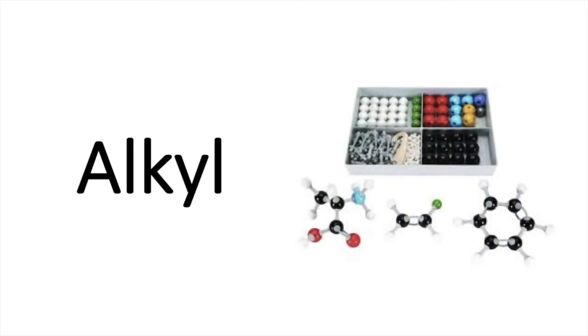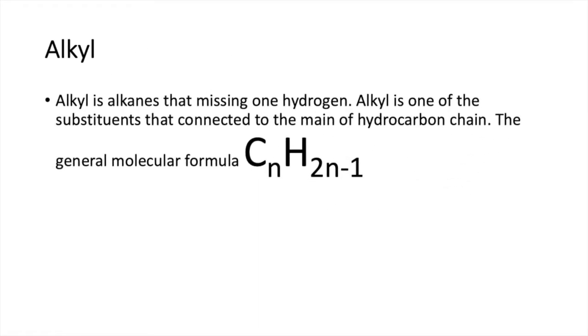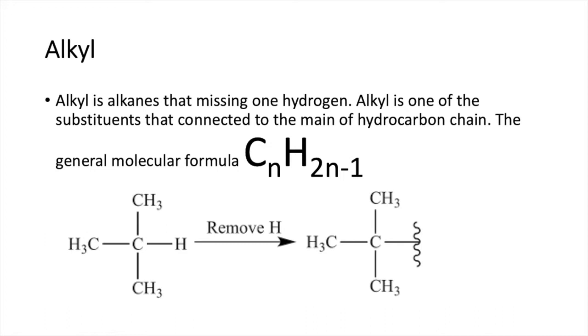Alkyl. An alkyl is an alkane that is missing one hydrogen. Alkyl is one of the substituents connected to the main hydrocarbon chain. The general molecular formula is CnH2n+1. This part is the alkane, and then this alkane removes an H and it becomes an alkyl.